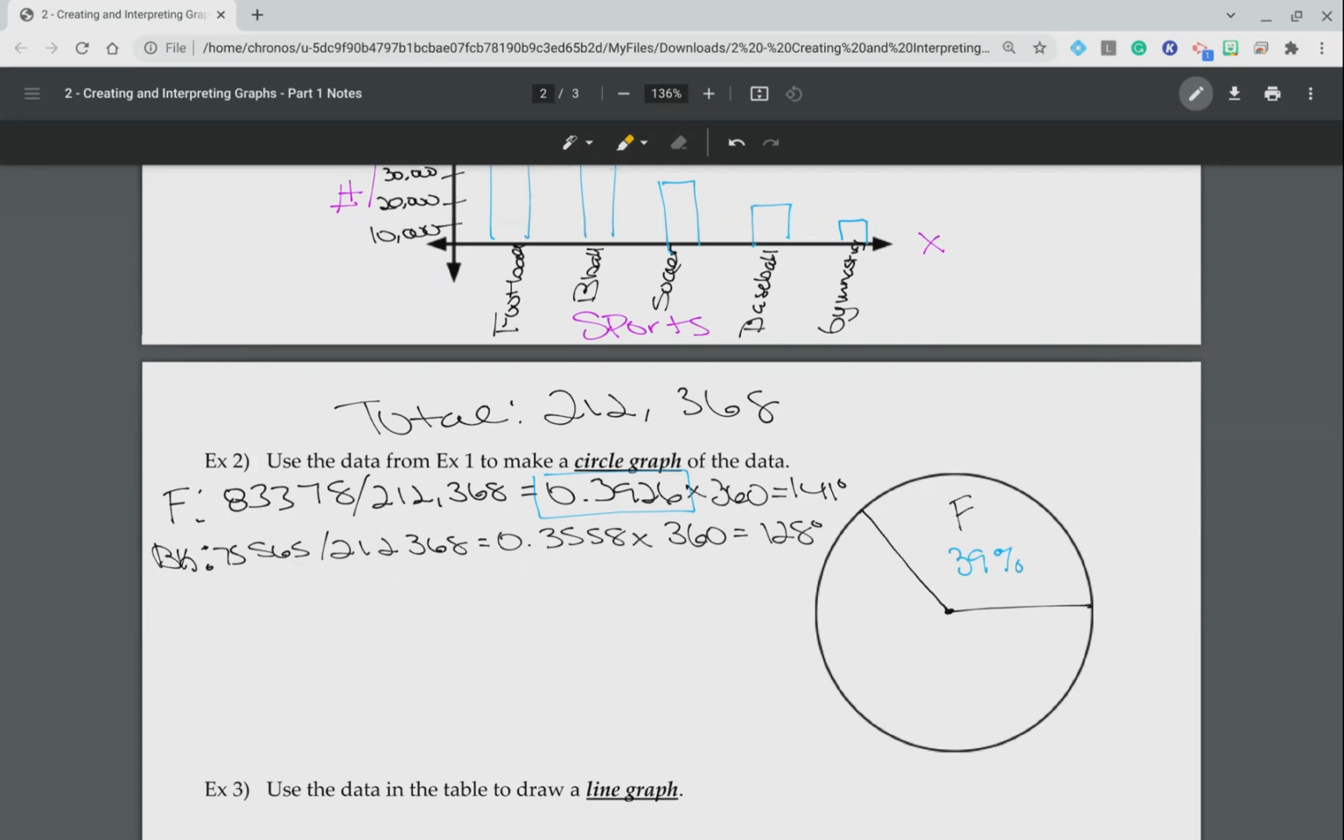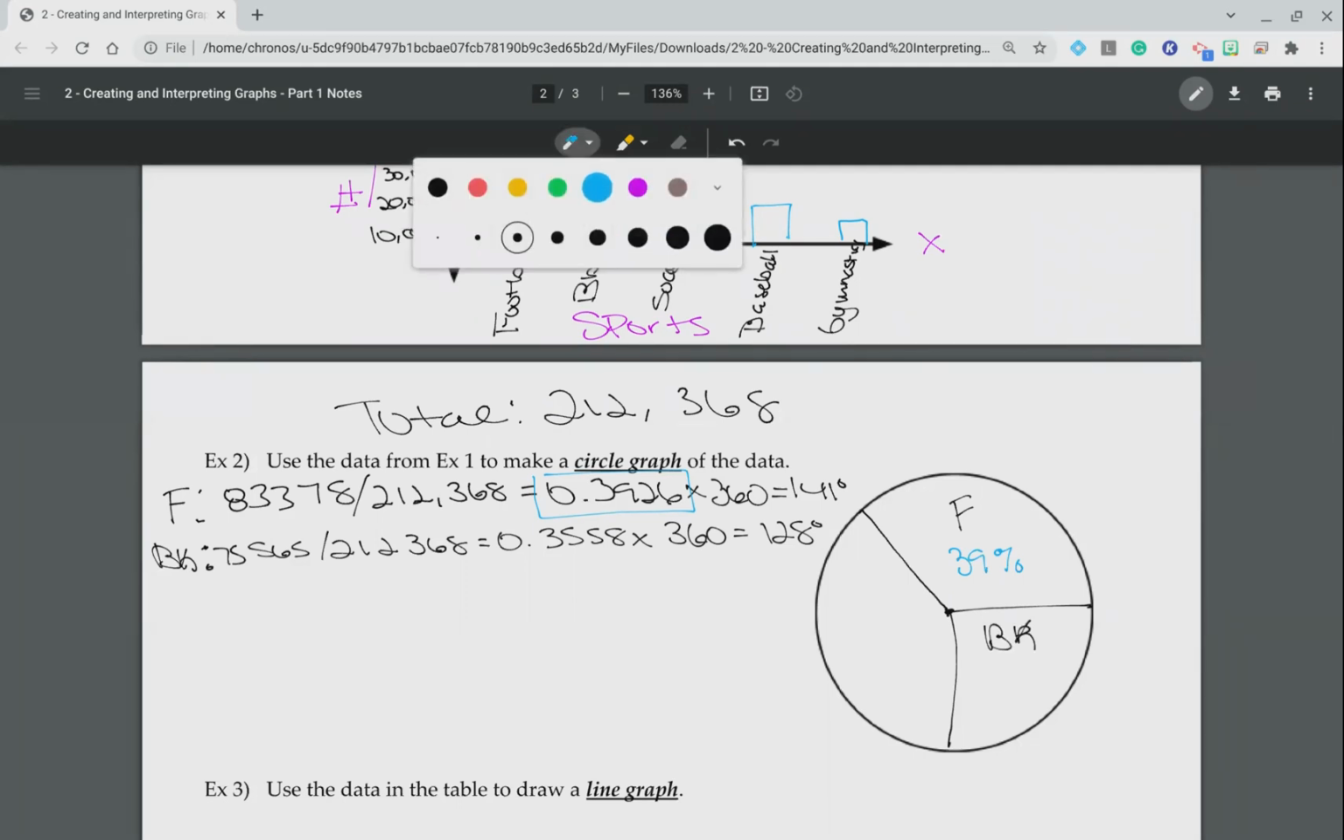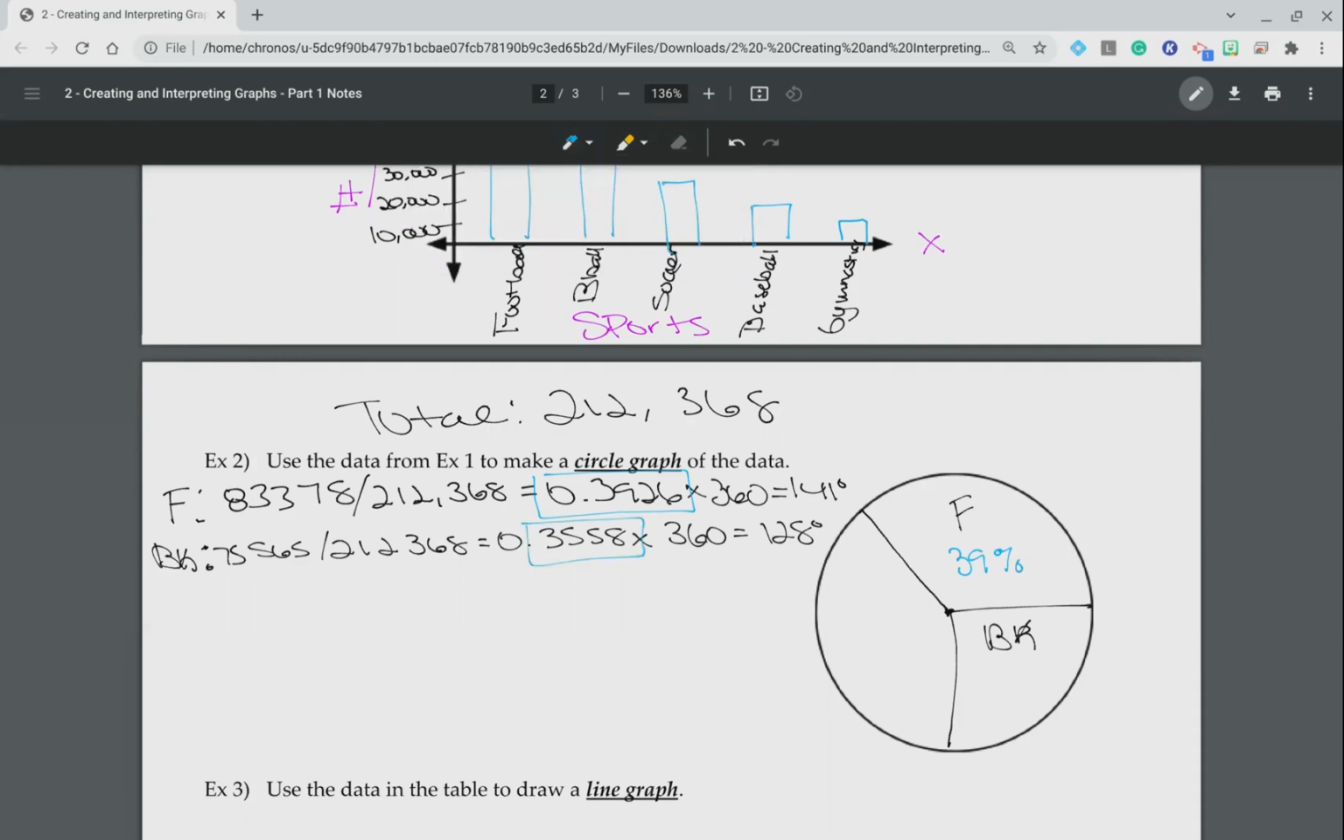So again, if 180 is a straight line, I need 128. So we know this is 90, right? So I'm just going to go a little bit bigger than that, like right there. No, it's going to be a little bit smaller than football. All right, and again, here is where we found our percent. And I'm going to say this was about 36%.